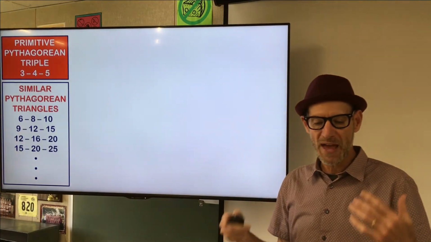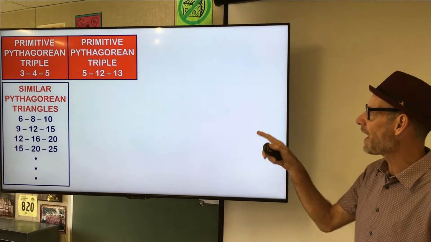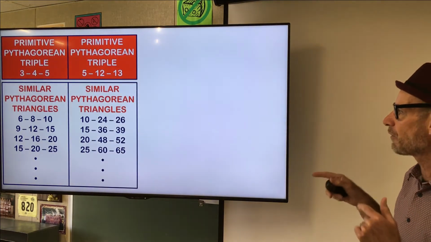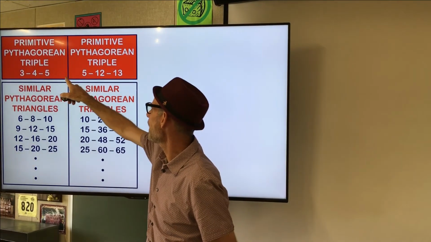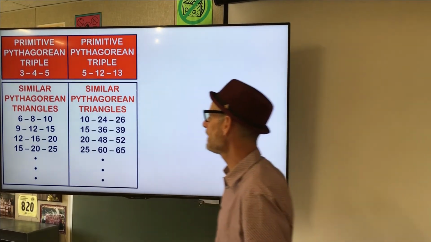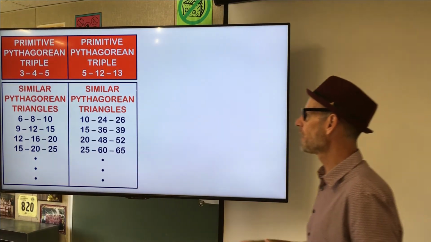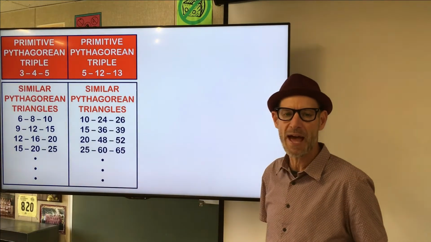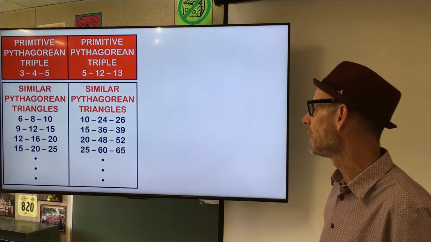That's not the only Pythagorean triple that you should memorize. You should also memorize 5, 12, 13, and all of the similar Pythagorean triangles that go with it. So if you notice, these ones in red, they're called primitive Pythagorean triples. Those are the ones that you need to memorize. And then all of these are just a result of taking the primitive Pythagorean triple and multiplying it by a scale factor to get a similar triangle.